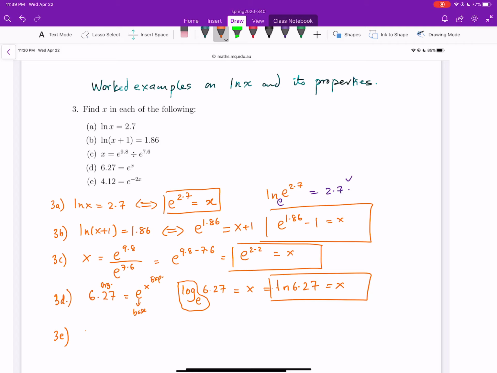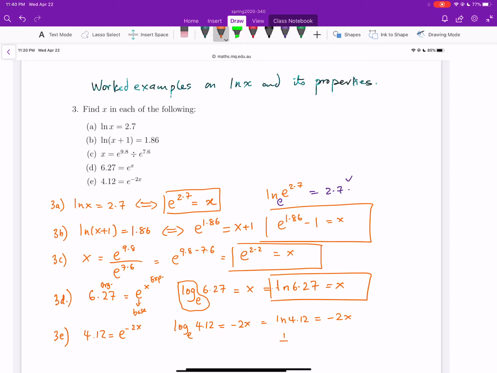3e. I got 4.12 is equal to e to the negative 2x. And again, I'm going to try and switch things back into logs, because what I'm trying to find is a power, an exponent, and we know that a log returns back to us an exponent, and that's going to help us solve for that x. So I get log base e of 4.12 is equal to negative 2x. And I'm going to rewrite log e as ln. So this is the same as ln 4.12 is equal to negative 2x. Now I can clearly solve for x.